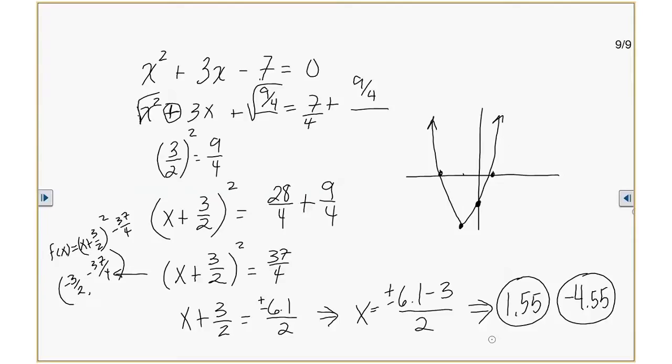Domain, all real numbers. Range, -37/4 to infinity. Decreasing, -infinity to -3 halves. Increasing, -3 halves to positive infinity.